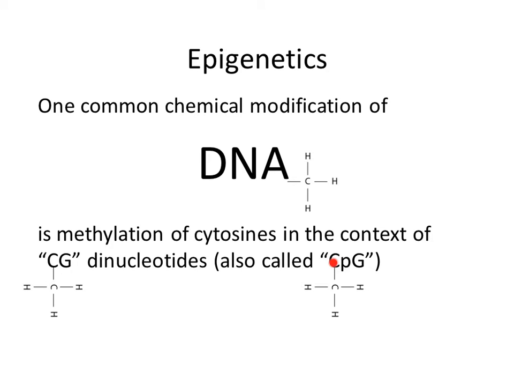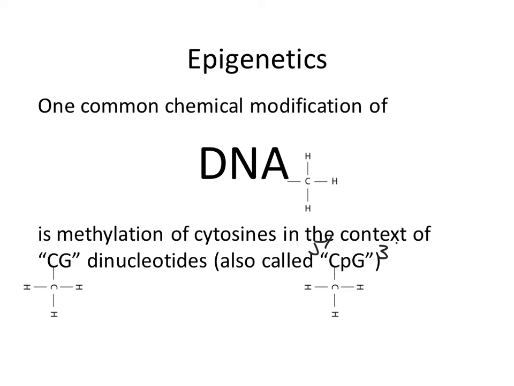So there's a cytosine, right? This is the 5' end. There's a C, and then there's a phosphate group in the middle, and then there's a G, and that's the 3' end. So it's just two nucleotides. You could just call it a CG, but for some reason, say the P. It matters, apparently. So CG dinucleotides, the cytosine gets methylated.